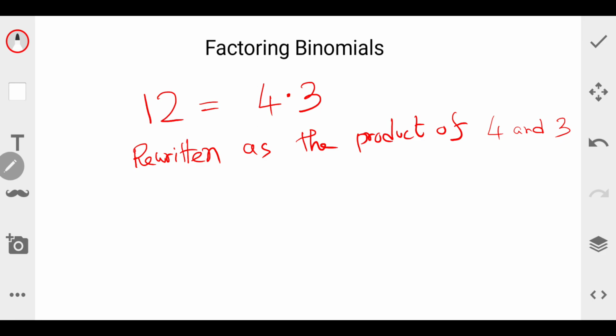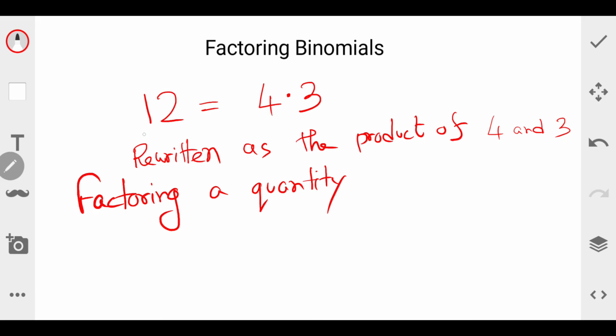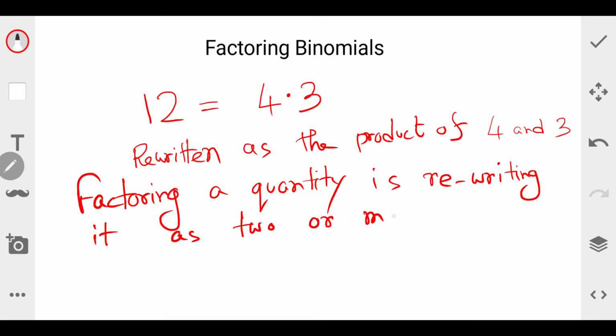So what I have done here is actually I factored this. Rewriting as the product of 4 and 3 is called factoring. So if you remember the definition, I'm going to just write the definition of factoring. So factoring a quantity, in this case the number 12, is rewriting it as 2 or more quantities multiplied together.